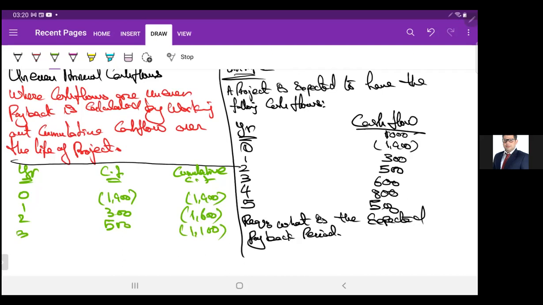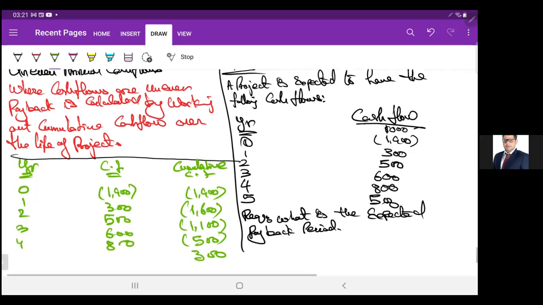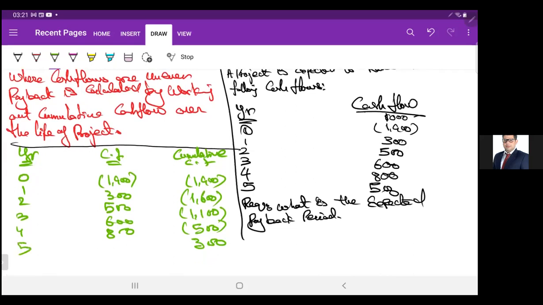In year three, 600. Now it will be negative 500. In year four we'll get 800. And this time we will be 300 positive. And in year five we will get 500, so we will get 800. We will be 800 positive.